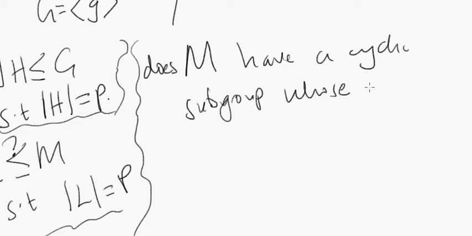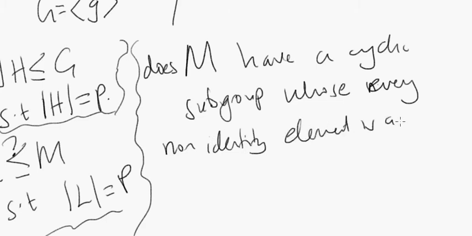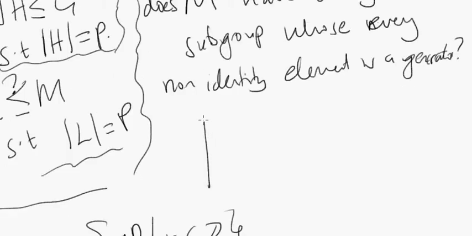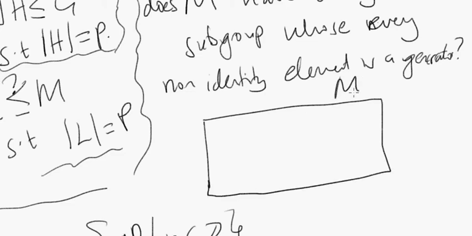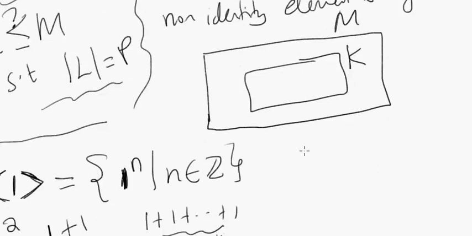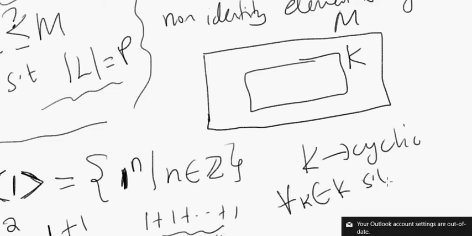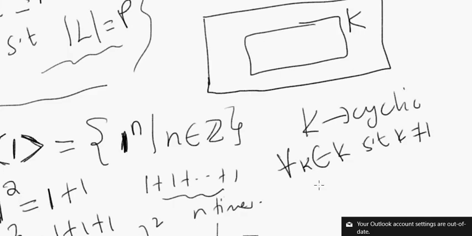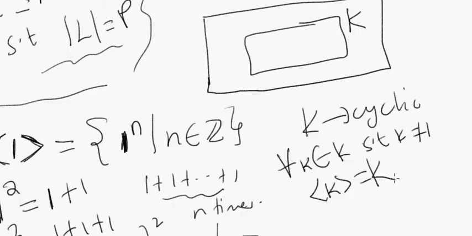whose every non-identity element is a generator? Right. So this is kind of convoluted. Suppose we have a group M. We're wondering, is there some subgroup, let's say K of M, which is cyclic, and every non-identity element of K is a generator for the cyclic group? That is, for all little k in K such that k does not equal the identity, little k generates the group K, right?